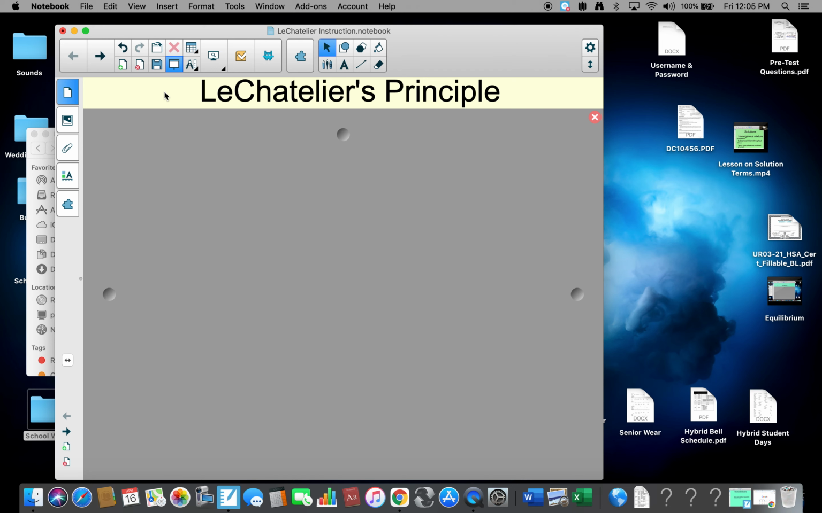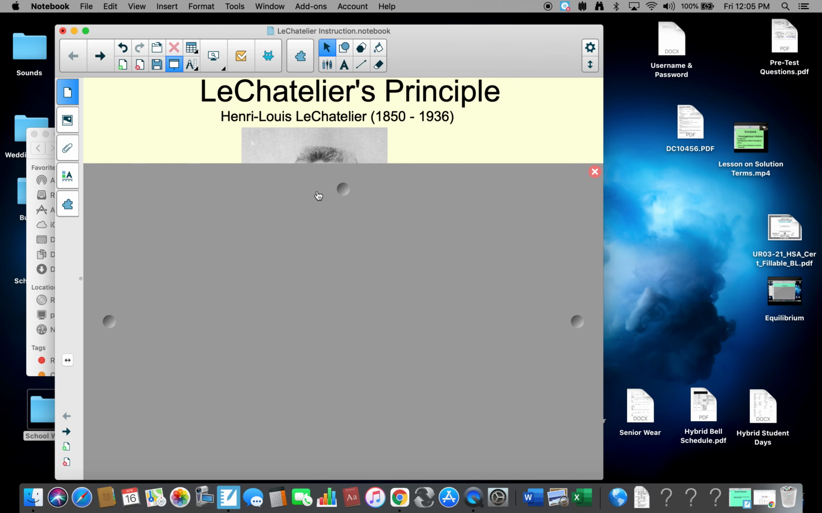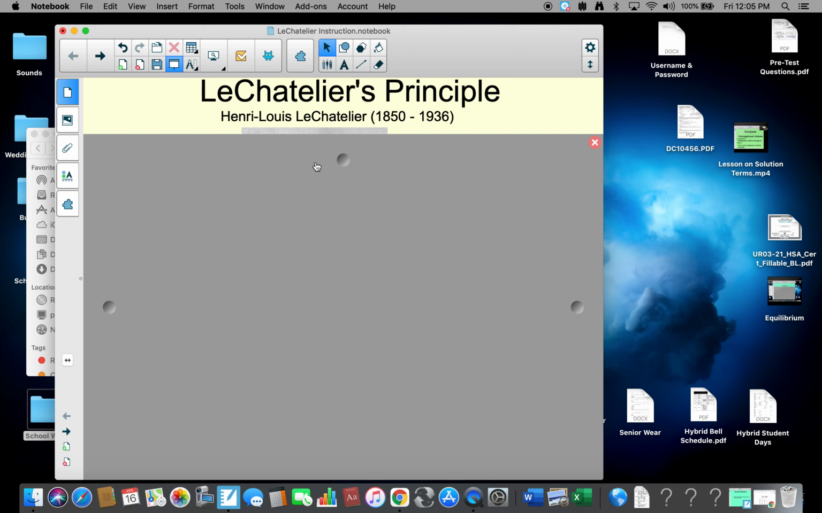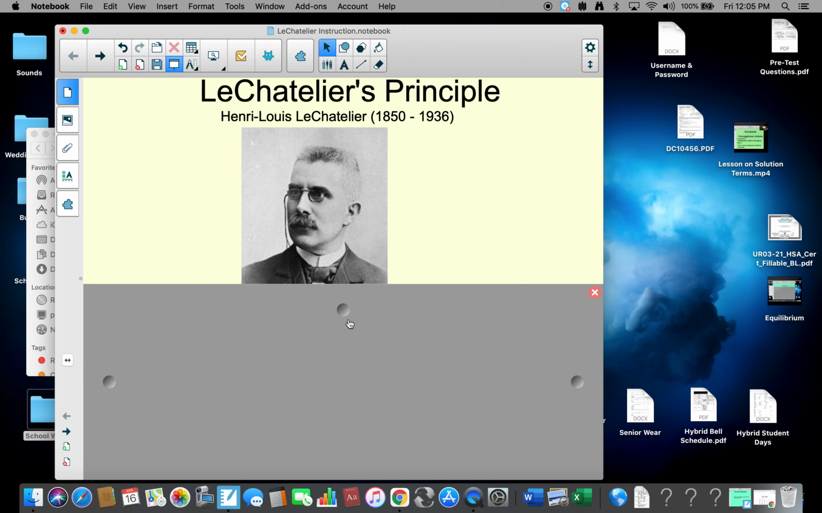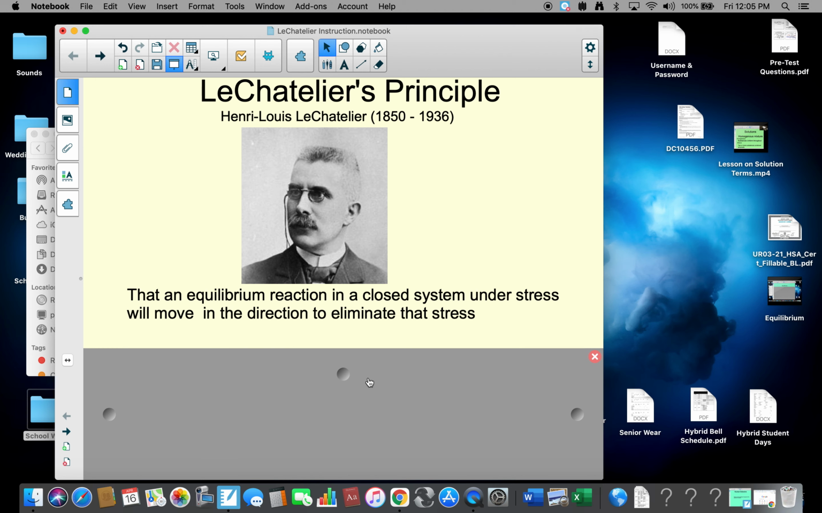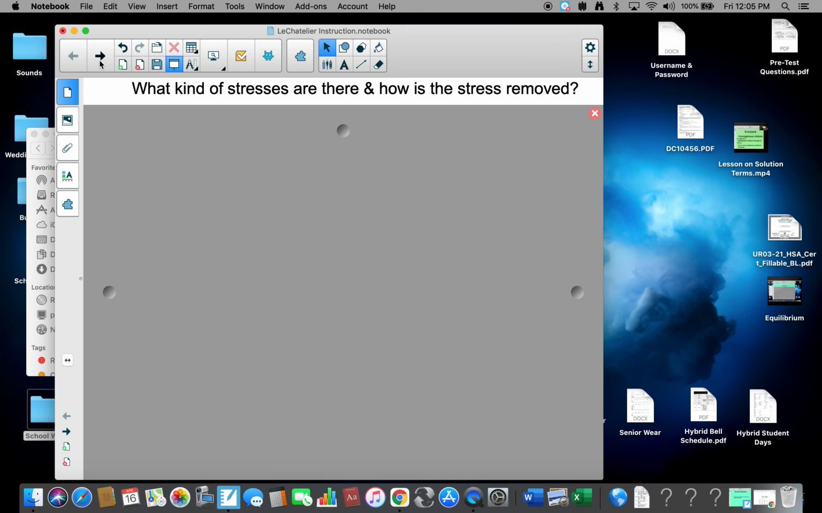Studying world chemistry, we're looking at Le Chatelier's principle. Le Chatelier's principle was created by Henry Louis Le Chatelier, 1850 to 1936. It says an equilibrium reaction in a closed system under stress will move in the direction to eliminate that stress. Now, what kind of stresses and how are they removed?